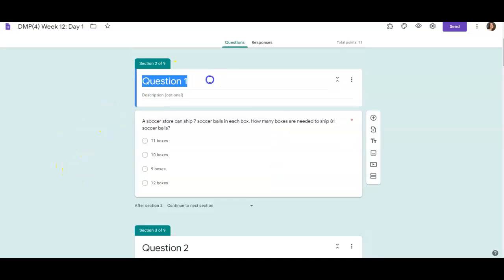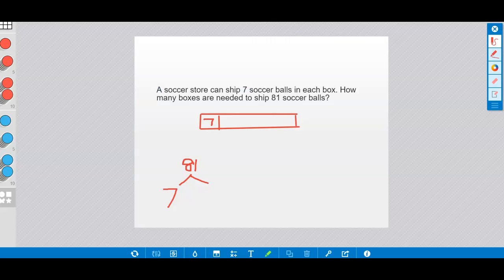All right, number 1, we've got a soccer store can ship 7 soccer balls in each box. How many boxes are needed to ship 81 soccer balls? So let's kind of break this down. We've got a soccer store can ship 7 soccer balls in each box. Each is a key word there. How many boxes are needed to ship 81 soccer balls?